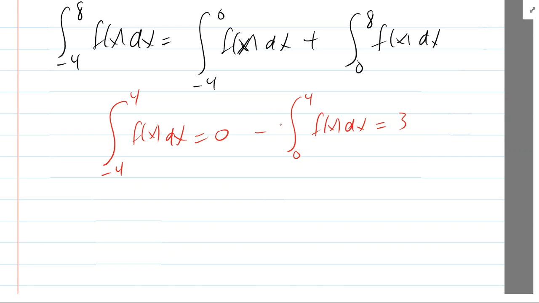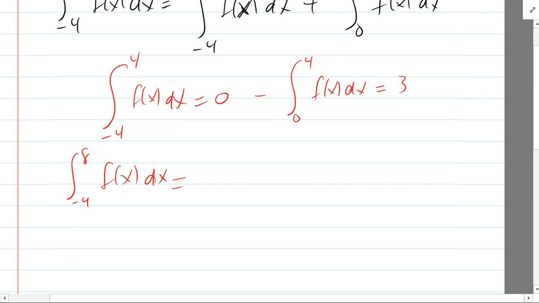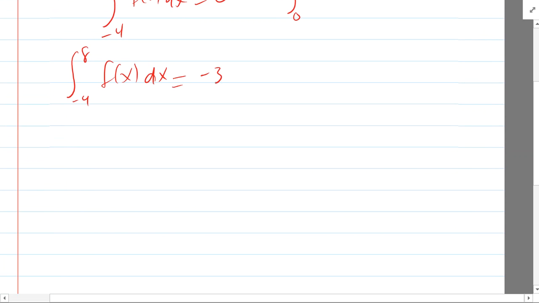Okay. So that means that this integral from negative 4 to 8 of f of x dx is going to equal, I got that, that's negative 3, right? Negative 3. And then they told me that from 0 to 8 is 9, so is that equal to 6?